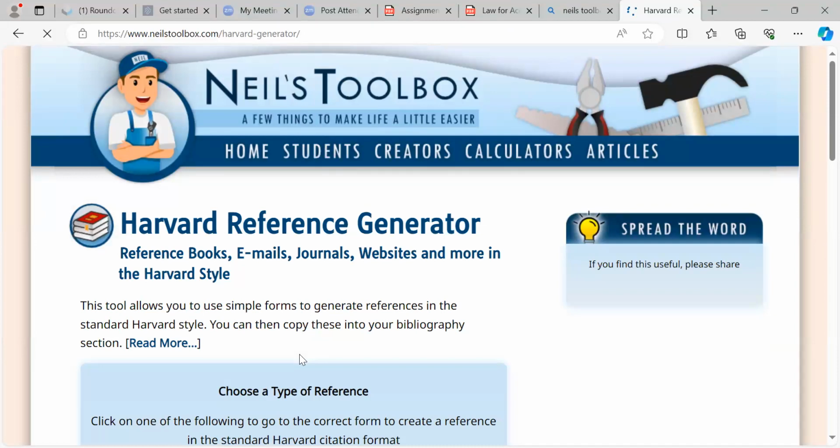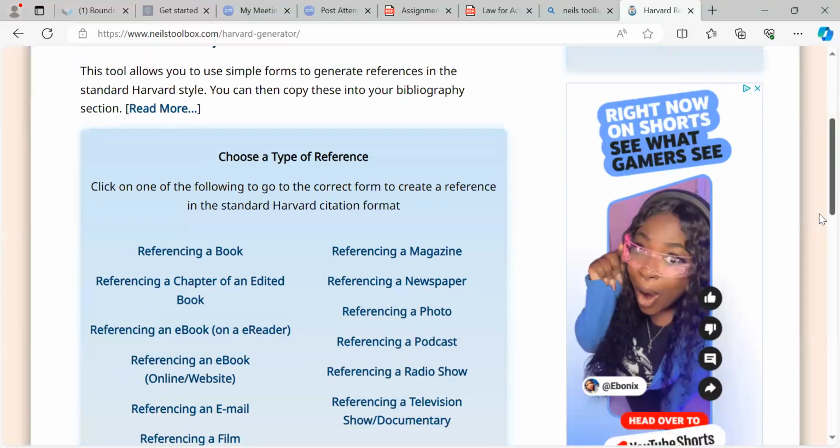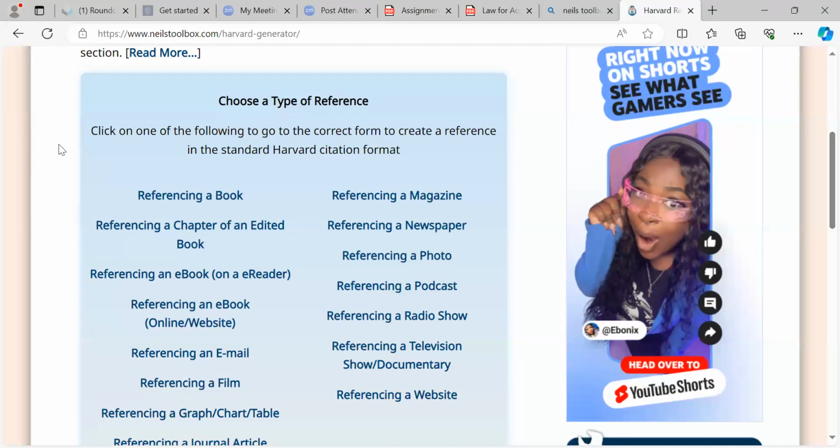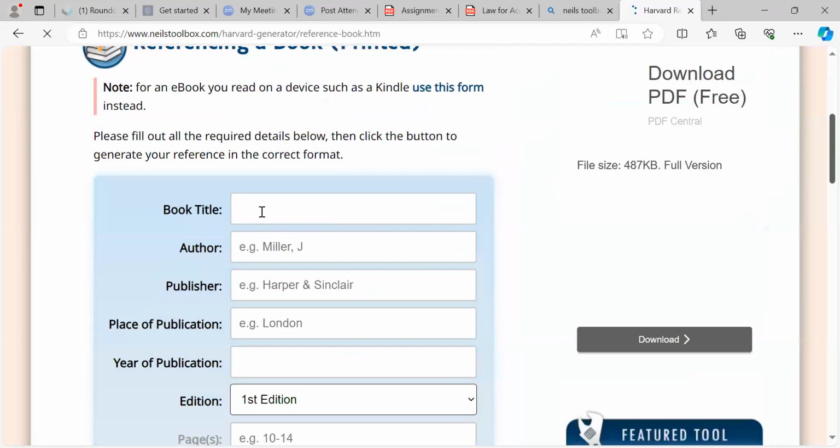When it comes to doing your assignment, if you take something out of a book and you need to reference in text, that means in the assignment you would put the author's surname and the year, okay? But when you're doing it for the reference, so if you go to this, here you look at choose a reference. So let's reference a book, okay? Just an example for you, so you've got an idea of how to reference it.